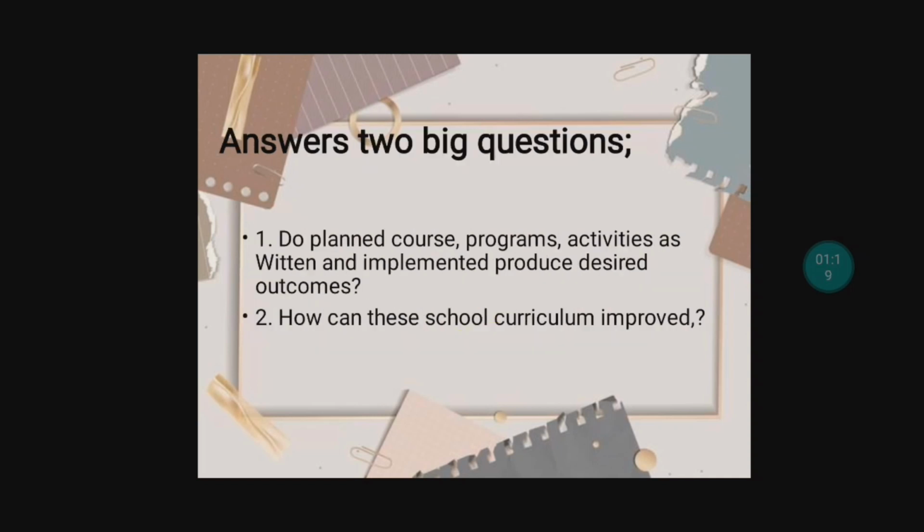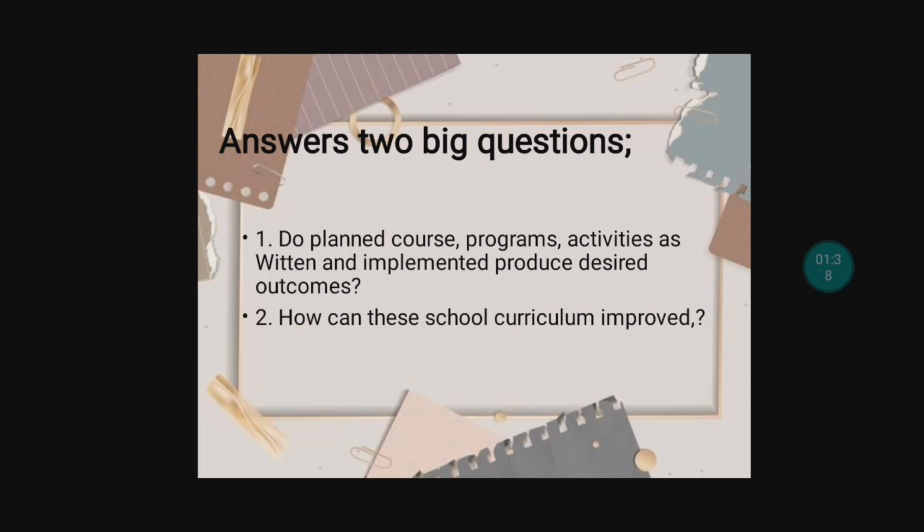So, curriculum evaluation also answers two big questions. The first one is, do planned courses, programs, activities as written and implemented produce desired outcomes? Second, how can this school curriculum improve?